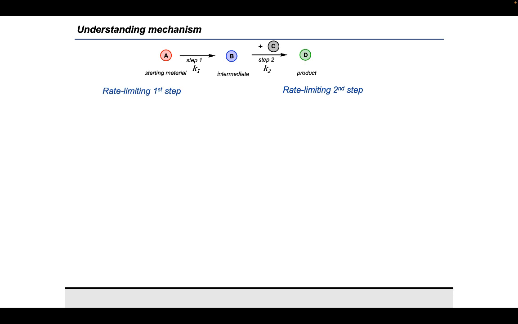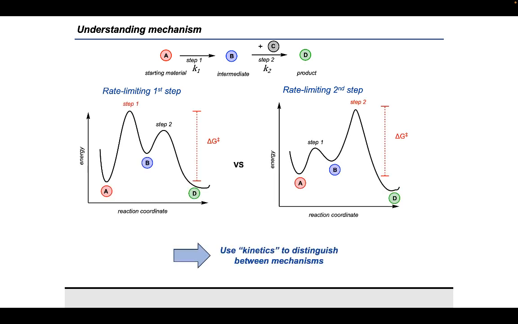In one scenario, because this is a multi-step mechanism, we could, on an energy diagram, represent these reactions as shown. On the left would be the case in which the first step in this sequence is rate limiting. And recall that what that means is that the barrier height between the first and second step is the highest for step 1 in this case.